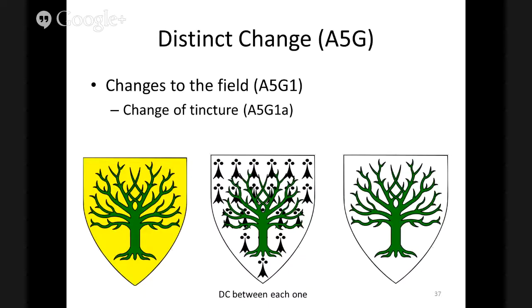Okay. So, what's the field tincture on the first one? Or. And the second one? Ermine. And the third one? Argent. Has at least half the field changed in all three? Mm-hmm. So we have a distinct change between each one.